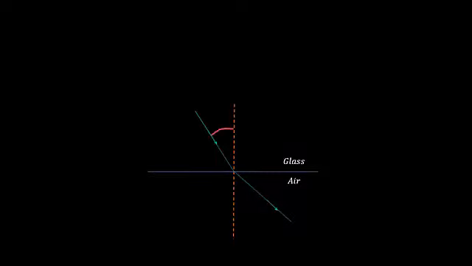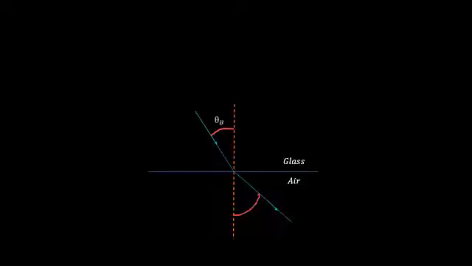Now, an angle between the incident ray and the normal is formed in the first medium, and similarly in the refracted medium another angle is formed. Now we see that the angle in the refracted medium is much greater than that of the incidence. And this means the angle of incidence is less than that of the refracted one.